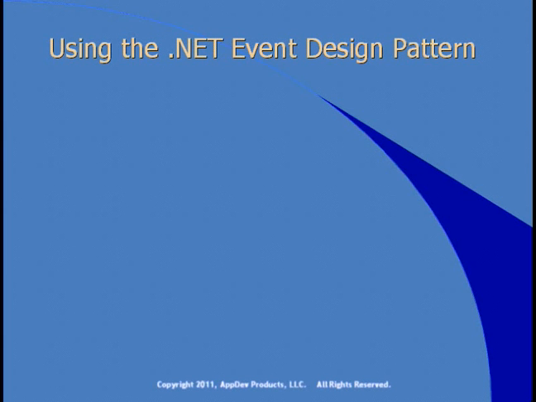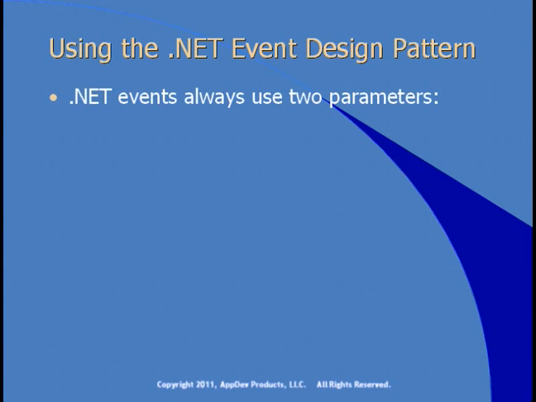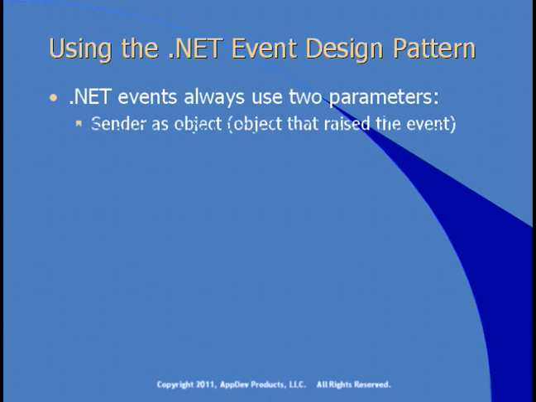Now, we've been using events so far that don't really match the .NET event design pattern. In .NET, events always use two parameters. There's a sender parameter, which is sent as an object, and that's the object that raised the event. And there's normally a variable named e, which is an EventArgs, or something that inherits from EventArgs.